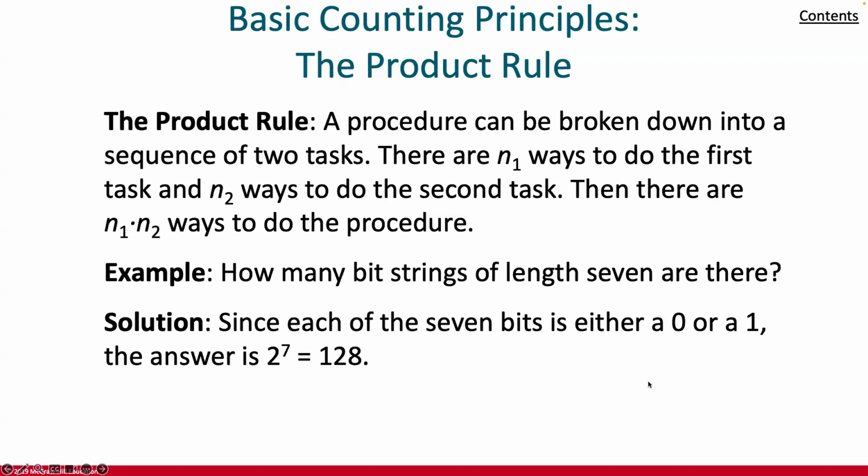So the product rule first. If a procedure can be broken down into a sequence of 2 tasks, and there are n1 ways to do the first and n2 ways to do the second, then there are n1 times n2 ways to do the procedure. So this is how we can be thinking about it. How many bit strings of length 7 are there? Since each of these 7 bits is either 0 or 1, the answer is 2 to the 7, which is 128.